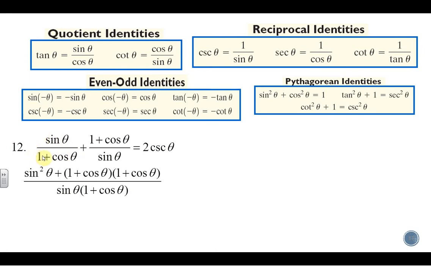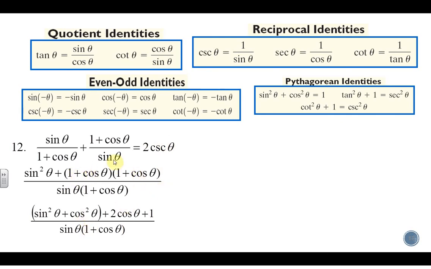So on this side of the addition, we need to multiply both top and bottom by sine, leaving us sine squared theta over the common denominator. And up here, we need to multiply top and bottom by 1 plus cosine theta, which times itself is written right there. All over your common denominator, and we're still working that. We're not even touching the right side yet. Okay. So I'm going to take from one step to the other step.